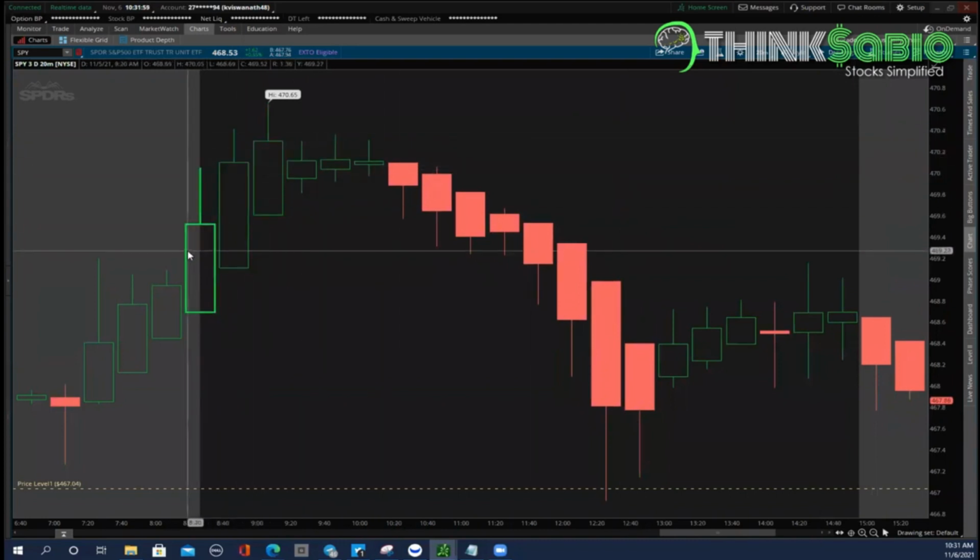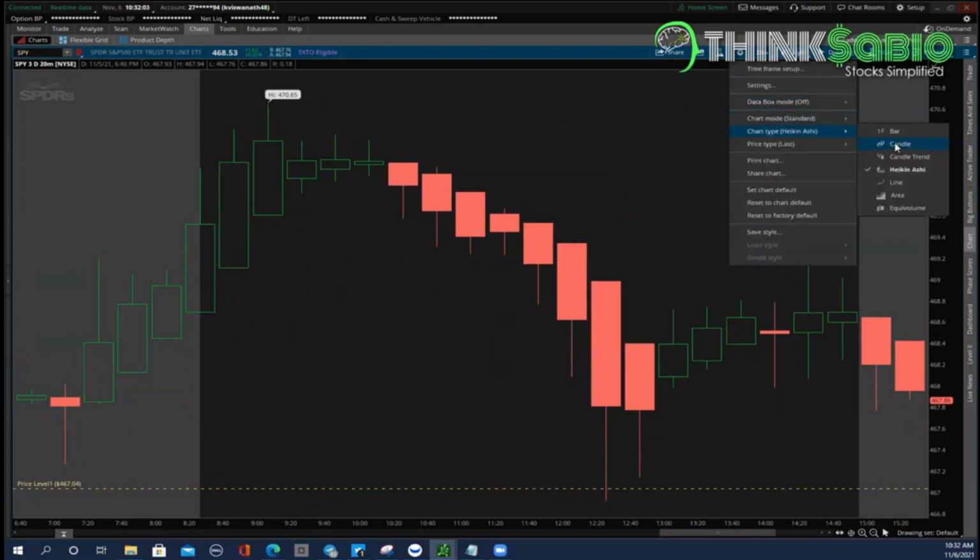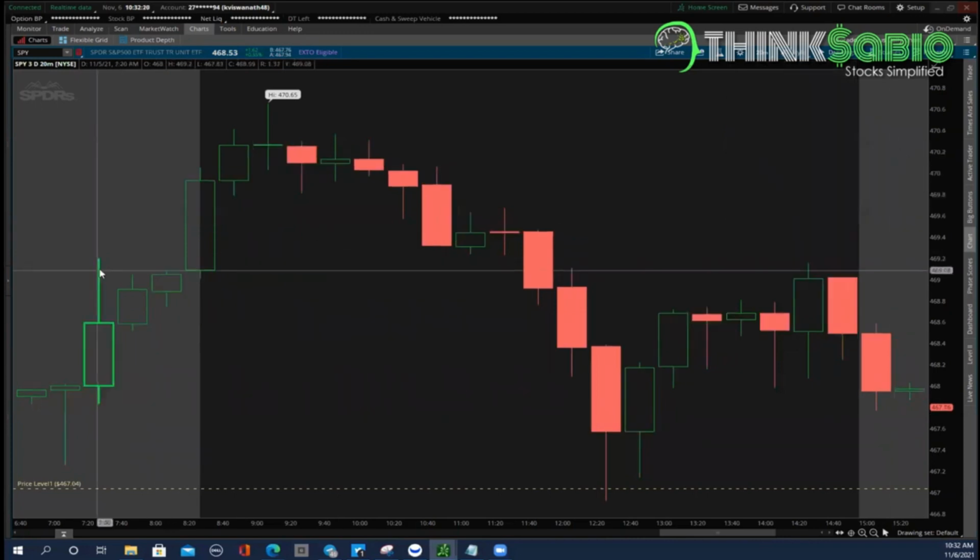For example, you look at this. This is Heikin-Ashi, right? So I switched from a regular candle to a Heikin-Ashi. You can find this under style, chart types. You can pick whatever you want. You can pick a bar, candle, candle trend, Heikin-Ashi, line, area. We will only touch candle and Heikin-Ashi for this session, right? So this is candle, right?